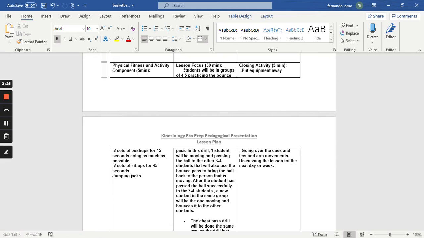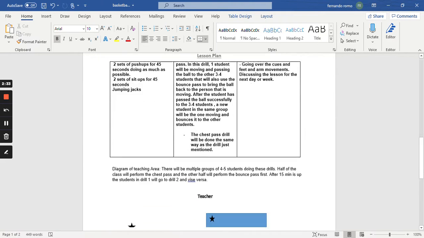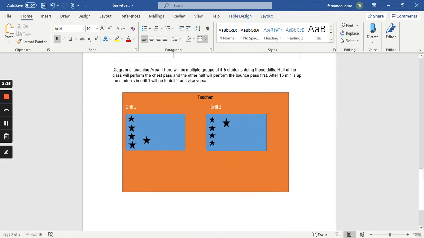Closing activity: we'll put the equipment away, go over the cues and arm movements, and discuss the lesson for the next day or week. The diagram below shows both drills that I included. There will be 4 to 5 students doing these drills. Half of the class will perform the chest pass and the other half will perform the bounce pass. After 15 minutes is up, the students in drill 1 will go to drill 2 and vice versa.